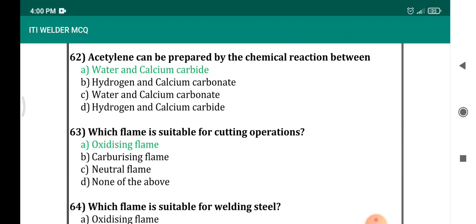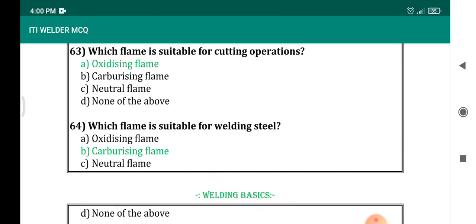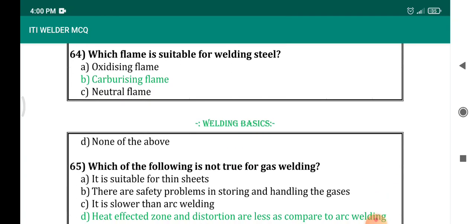Which flame is suitable for the cutting operation? The oxidizing flame is best suited for cutting, as we provide an extra amount of oxygen for the cutting operation. Which flame is suitable for welding steel? For welding steel, we use the carburizing flame.